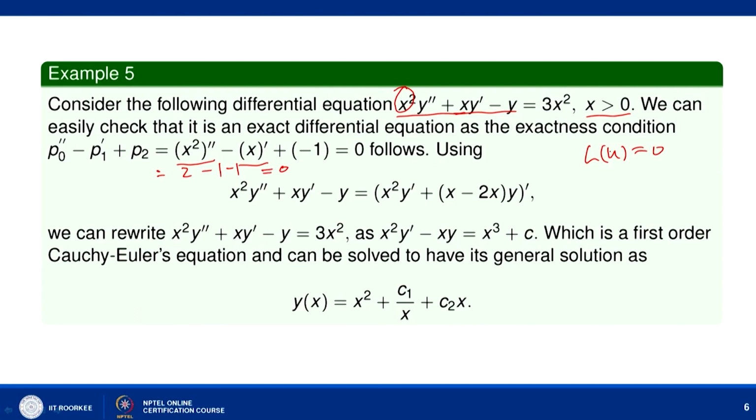So it means that now we can write x square y double dash plus x y dash minus y as the derivative of the following quantity, that is p naught y dash plus p1 minus p naught dash y.